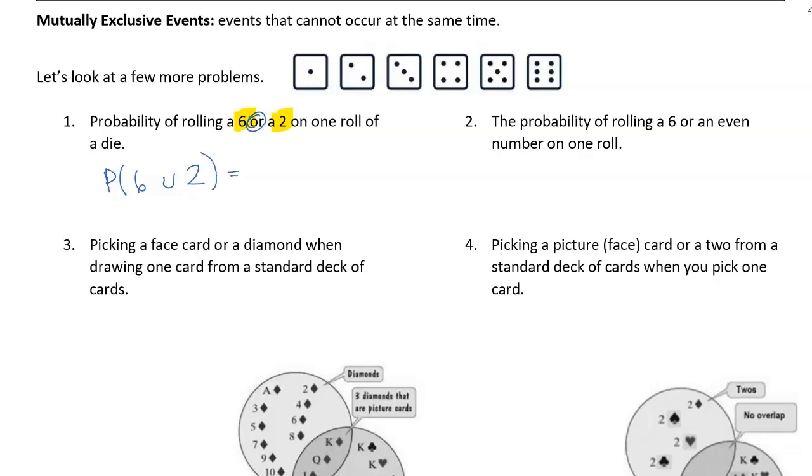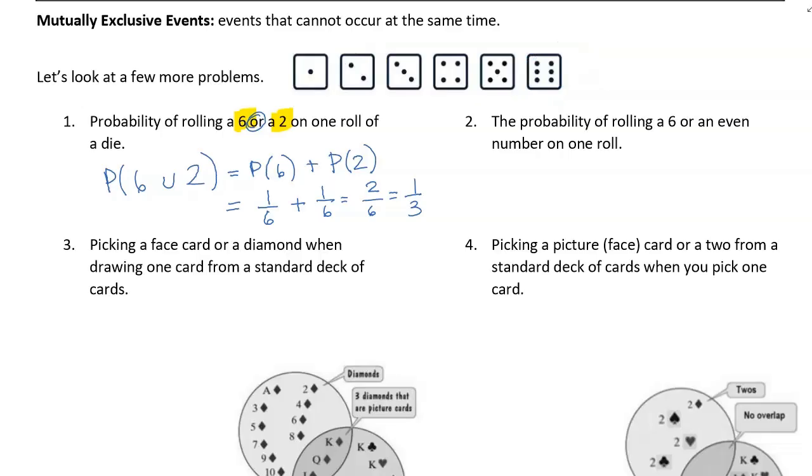So this is going to be the probability of rolling a 6 plus the probability of rolling a 2. The probability of rolling a 6 is going to be 1 out of 6 plus the probability of rolling a 2. Well, there's just 1 2 here, so 1 out of 6. And then when I add those together, I get 2/6, or simplified to be 1/3. Now let's look at the next one.